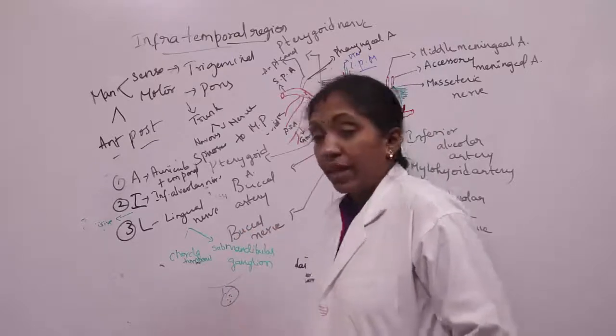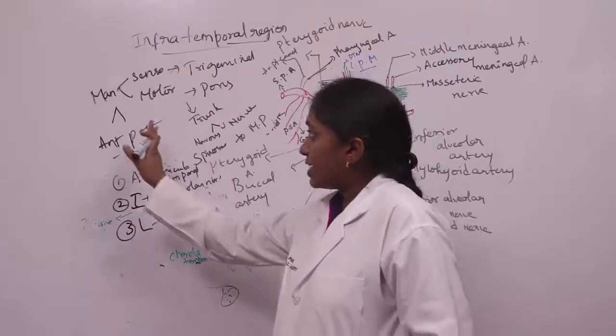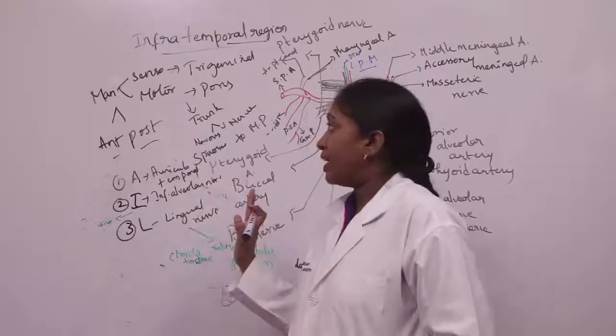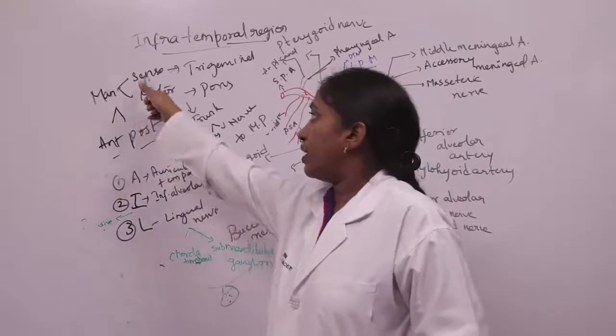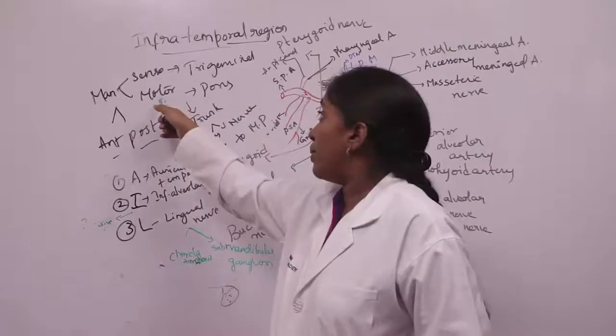So that's about the lingual nerve. So that is about the mandibular nerve. The mandibular nerve divides into anterior division and posterior division. Actually, the mandibular nerve has a larger sensory root and a smaller motor root.